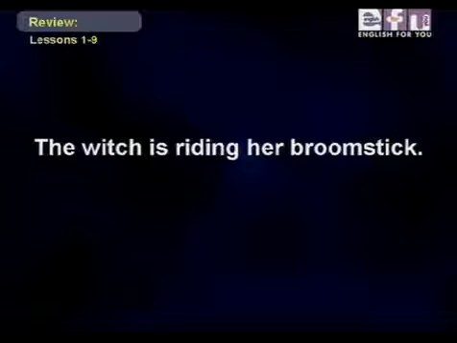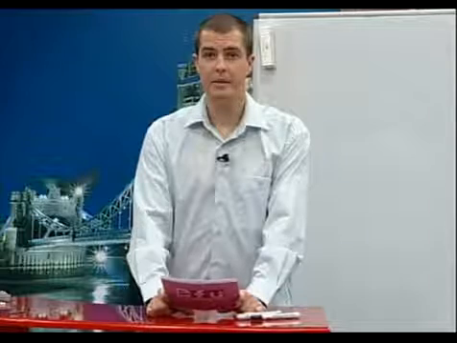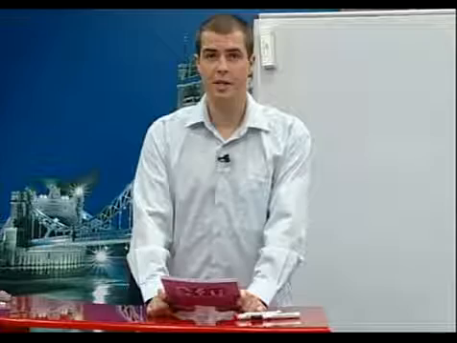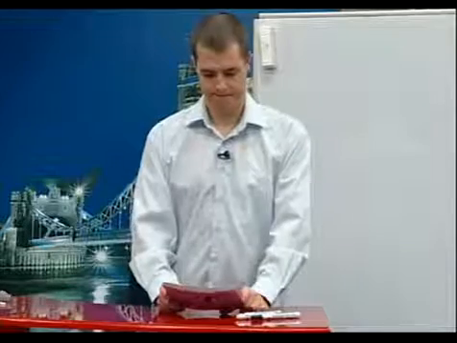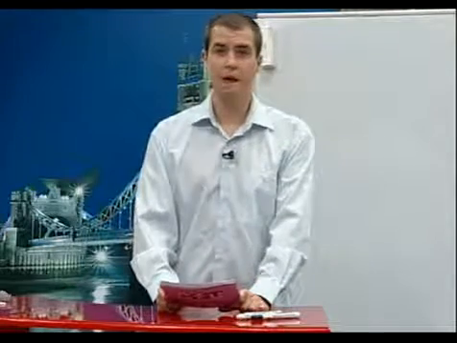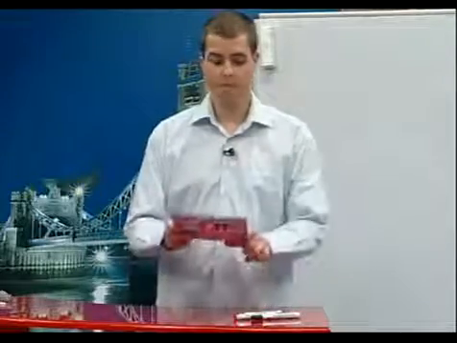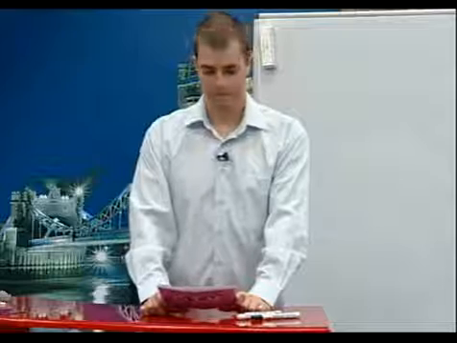Okay, next example. The witch is riding her broomstick. The verb in this sentence, is riding, is in the present continuous. Present continuous gives the idea that an action is in progress now. It's a temporary activity. It began in the past. It is continuing at present, and will probably end in the future.